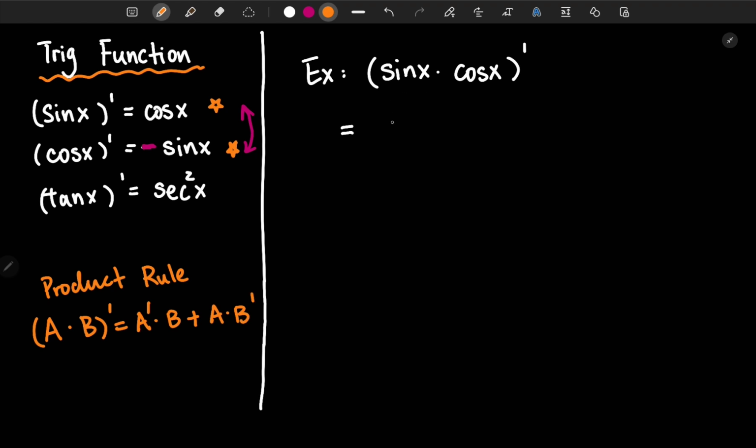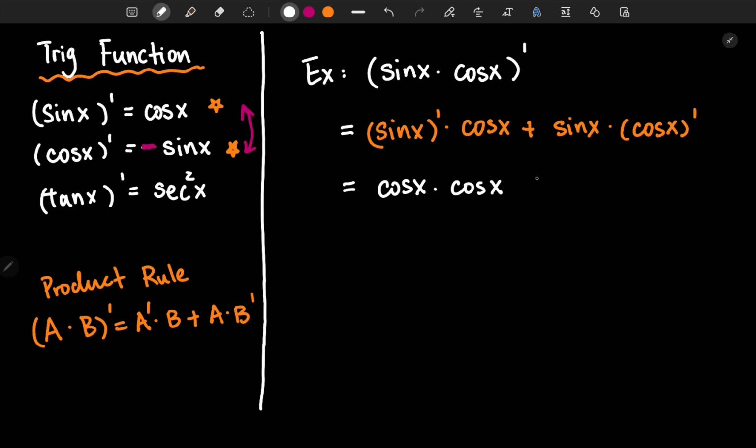So let's see it here. The derivative of sine x, let's write it in parentheses, times cosine x, we keep that part the same, plus sine x times the derivative of cosine x. The derivative of sine x is cosine x, times cosine x, plus sine x times, what's the derivative of cosine x? Negative sine. So that's going to give you negative sine x. Now we simplify this function, and we'll get cosine x squared minus sine x squared.